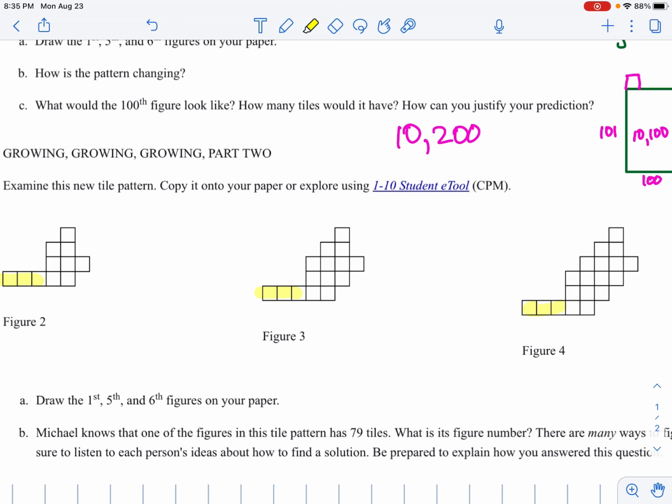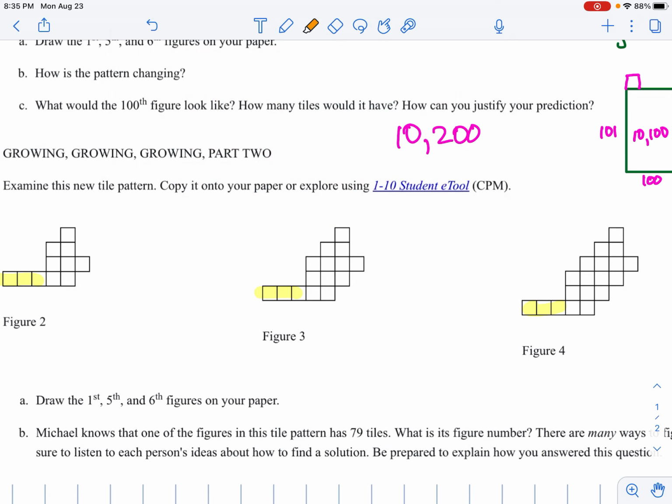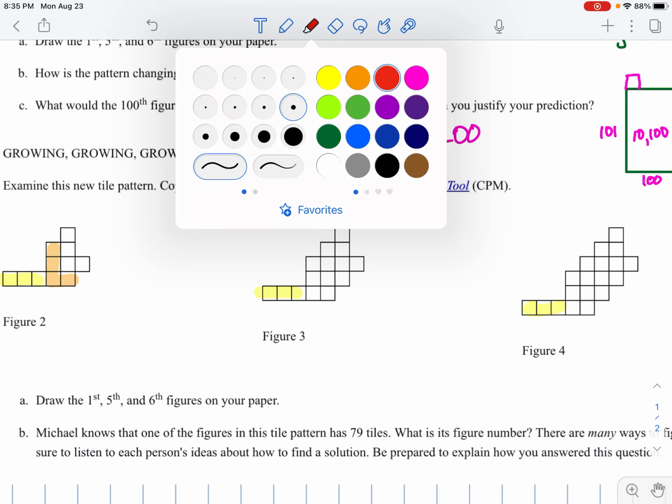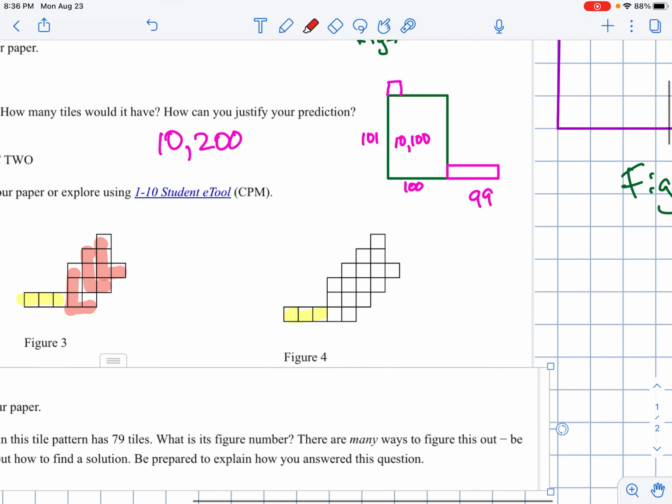Notice also that it looks like they just keep adding on an L shape. Did you see that? Where there's 4 that get added on there, and then 4 that get added on there. So when we want to answer the question of how is it changing from one to the next, it just keeps adding on 4 more tiles every time.